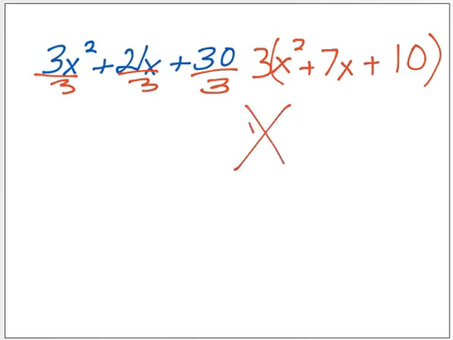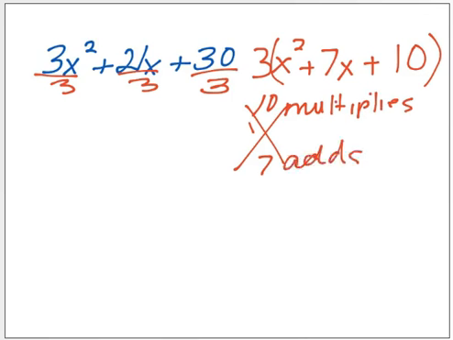Right now I'm looking for something that multiplies to 10 but adds to 7. Multiplies to 10 and adds to 7. I believe that's going to be 2 and 5. 2 times 5 is 10. 2 plus 5 is 7.